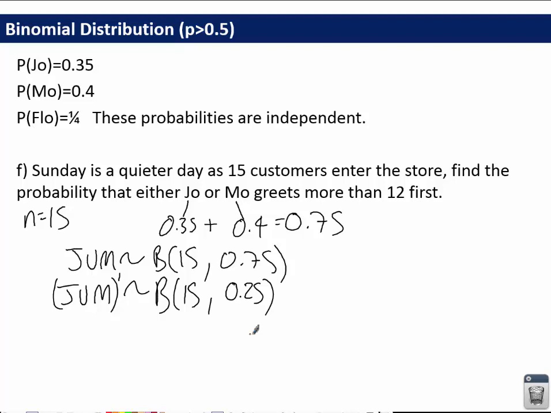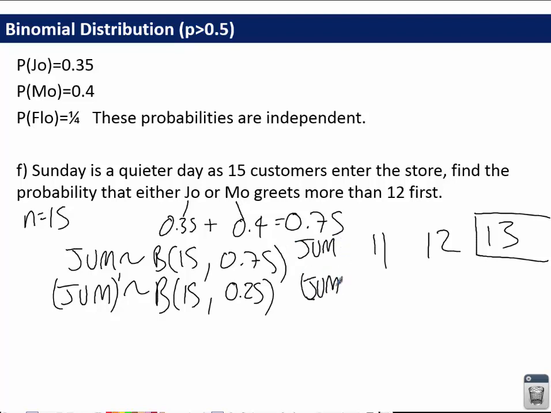Excellent. Now, it's more than 12. So I'm going to write my numbers either side of 12: 11, 12, 13. It's more than 12, not more than or equal to, so it's 13 or more. Now for the underneath, so this is Joe or Mo. Underneath, I'm going to do not Joe or Mo. Remember, these have to add up to give you your total, which in this case is 15. So this must be a 2, this must be 3, and this must be 4.